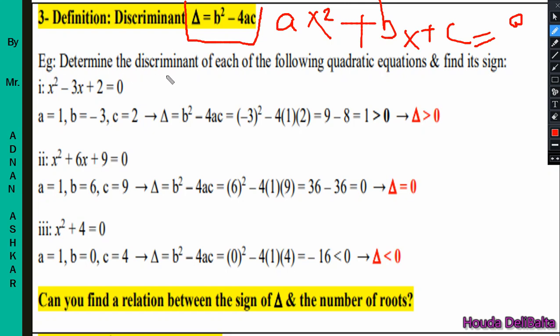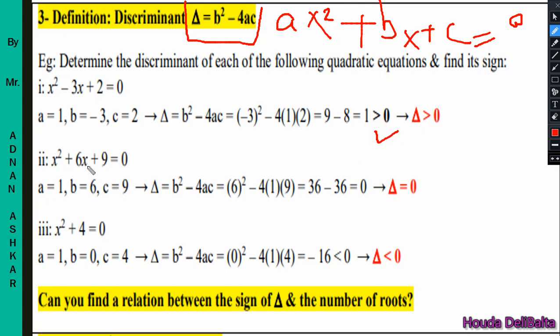Example. Determine the discriminant of each of the following quadratic equations and find its sign. And later we are going to know why we really care about the sign of delta. x squared minus 3x plus 2 equals 0. Here a is 1, b is minus 3, and c is 2. Then delta equals b squared minus 4ac, which means applying the rule and evaluating the numbers: minus 3 squared minus 4 into a, which is 1, and c, which is 2. And finally the answer is 9 minus 8, which is 1. Here delta is positive.